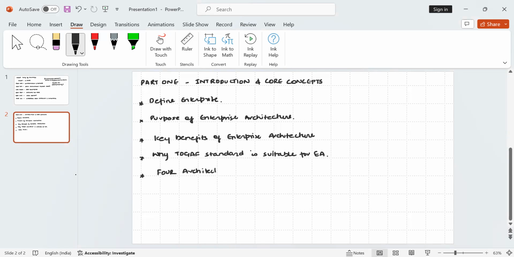Remember BDAT? Four architecture domains. You should know the definition, you should understand the concepts about it. Then we need to understand the four levels of architecture abstractions.